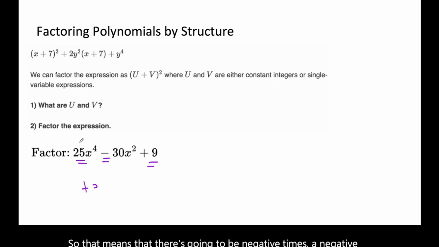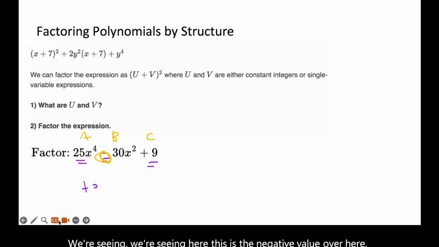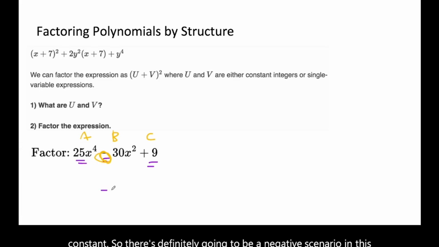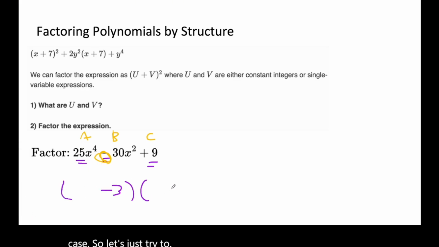A good way to put this is the a value, b value, and c value. We're seeing here this is the negative value over here, but this is also being multiplied to get a positive constant. So there's definitely going to be a negative scenario in this case. So let's try to put this in there. So we have negative 3, and we also have another negative 3 in this case.